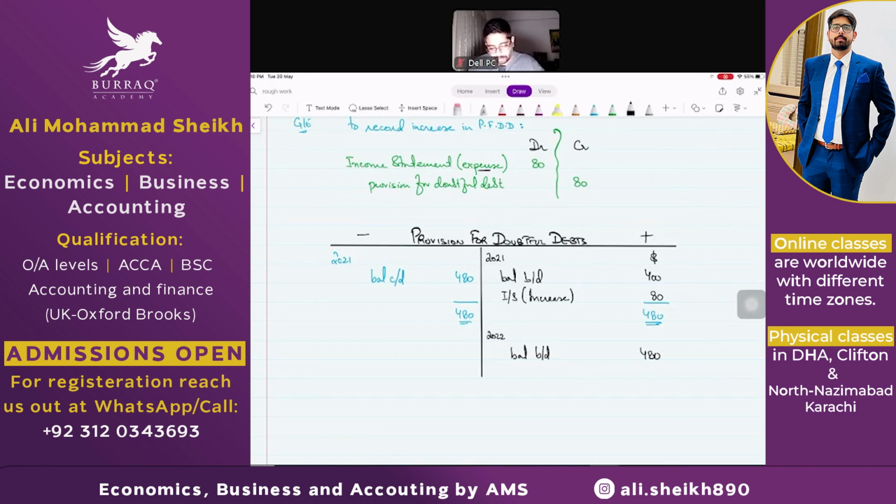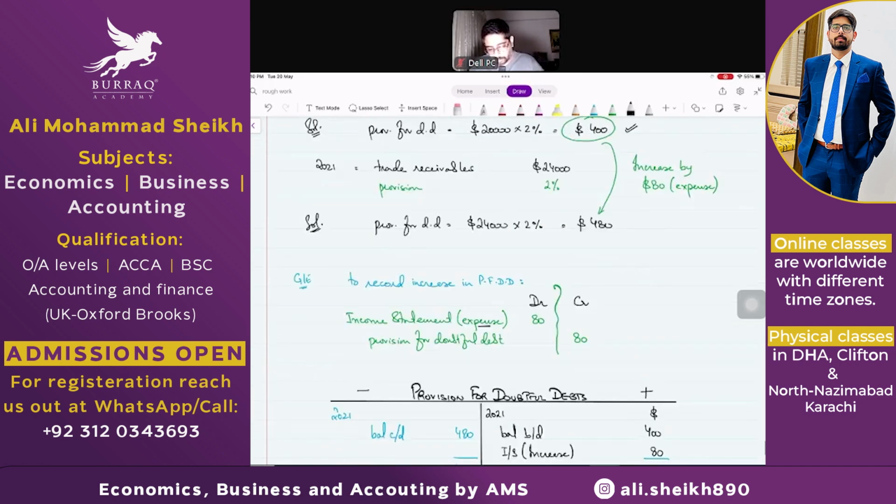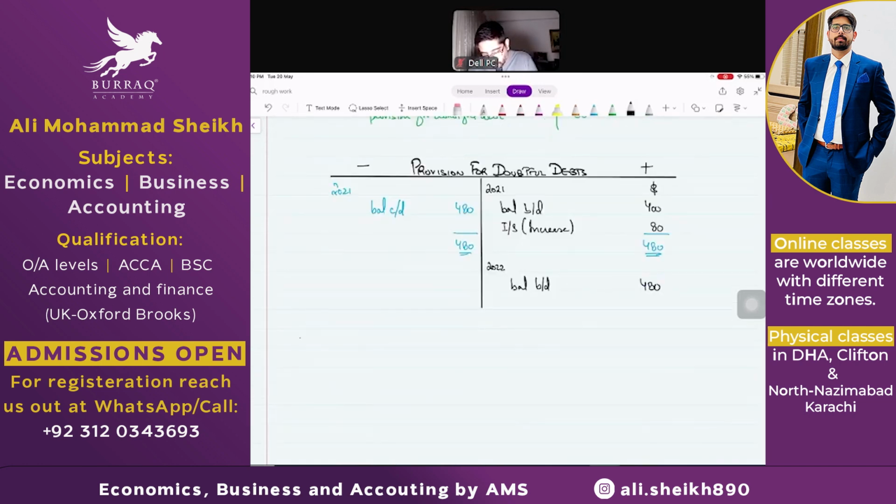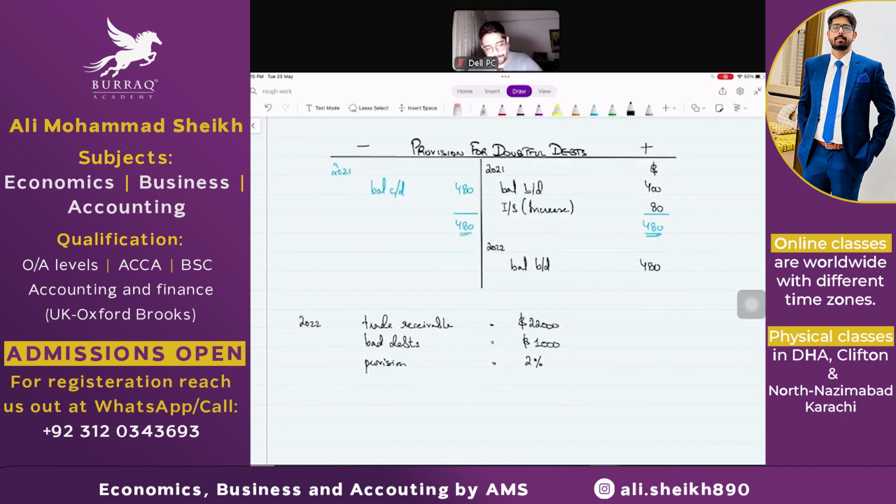So let's take an example. Let's continue the example. In 2022, they say the trade receivable balance is $22,000 with some bad debts which were not written off before, that is $1,000. Okay, so provision again is the same. Provision for doubtful debt is applied at 2%. So how do we find provision for doubtful debt for this year?